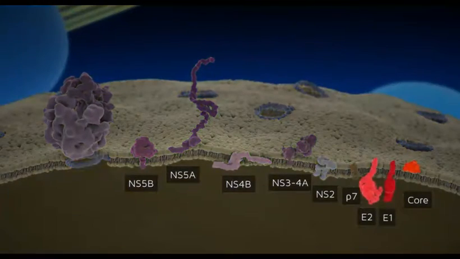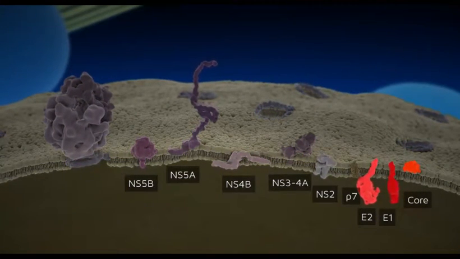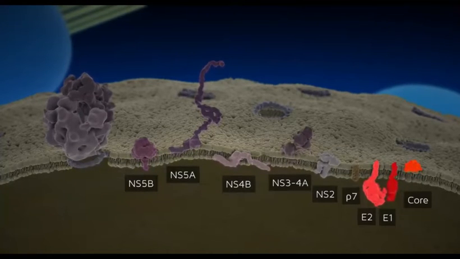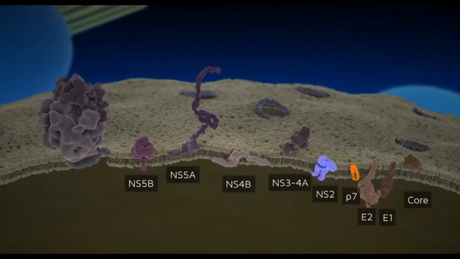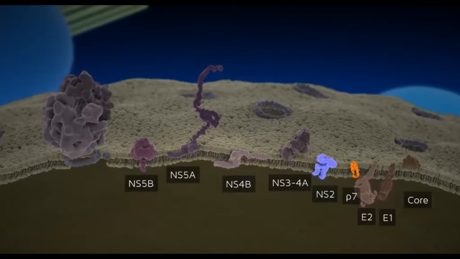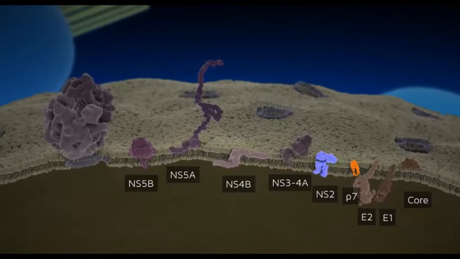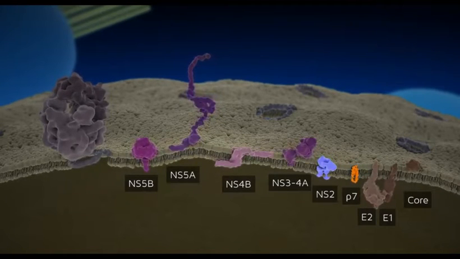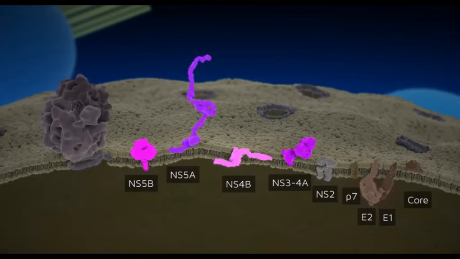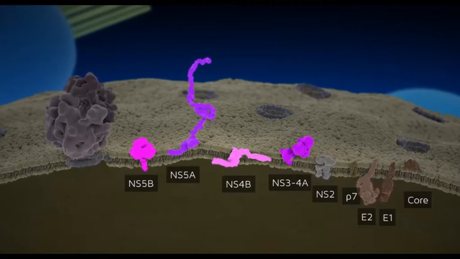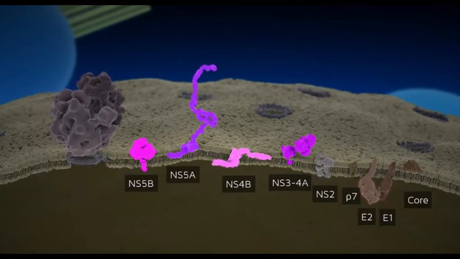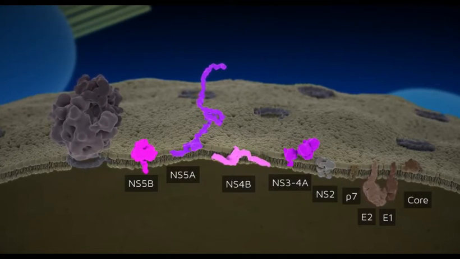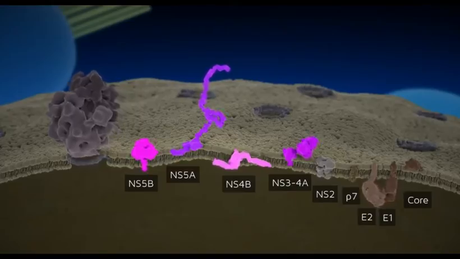The structural proteins which make up the viral particle comprise core and the envelope glycoproteins E1 and E2. P7 and NS2 support viral particle production while not being incorporated into the particle. The replicase components NS3-4A, NS4B, NS5A and NS5B are sufficient to support viral RNA replication.